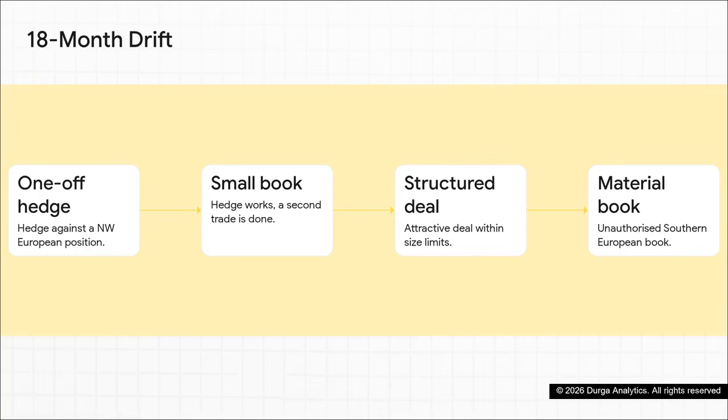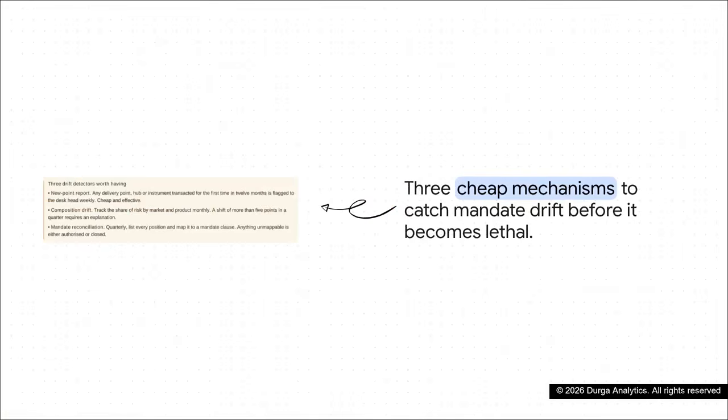It fits within the overall size limit, so nobody raises an eyebrow. Then, Step 4. 18 months later, the desk is sitting on a material Southern European book that no mandate actually authorized, and frankly, no risk model calibrates for. The scary part? Not a single step in that sequence involved a hard limit breach. This is exactly why limits alone do not catch drift. You absolutely need active composition monitoring, which, shockingly, most desks lack entirely.